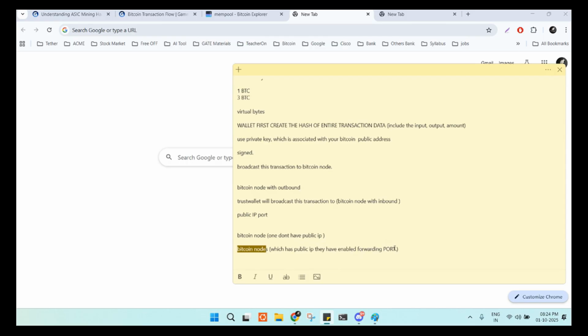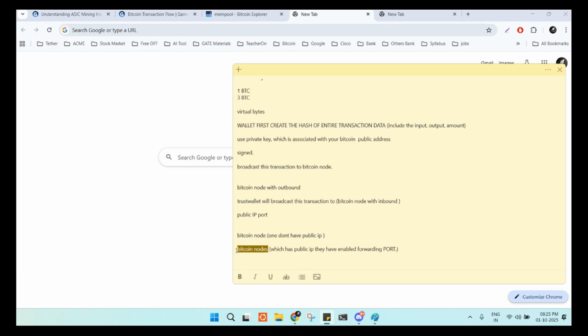You have mentioned there are two types of Bitcoin nodes: one having a public IP and one not having a public IP, right? So if I initiate a transaction, which node will it go to, the one with a public IP or the one without? We can only broadcast those transactions to nodes which have a public IP and the forwarding port.